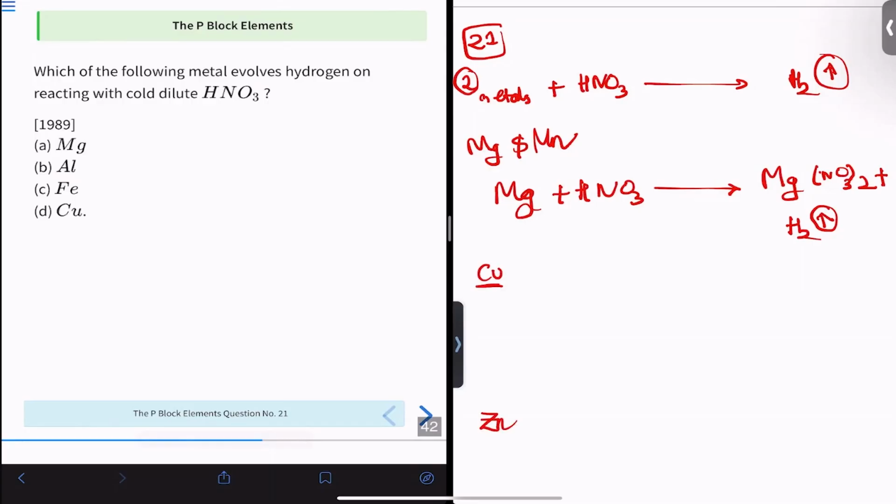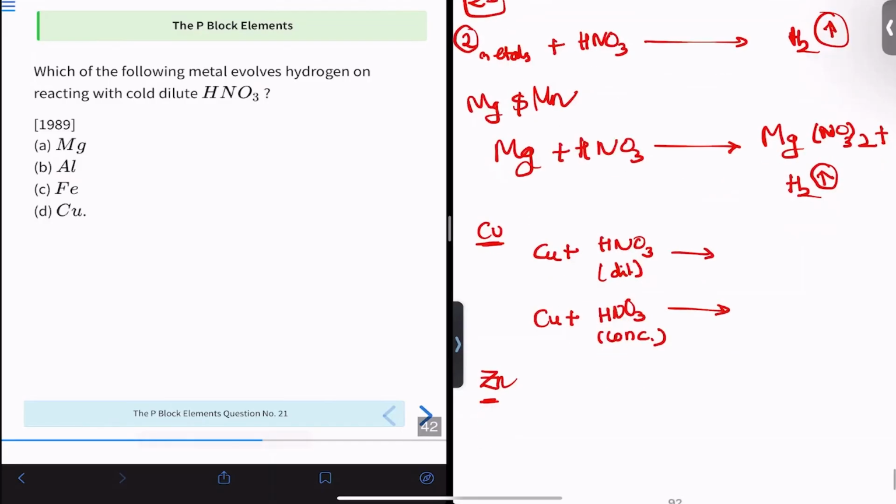When copper reacts with nitric acid, there are two reactions for copper, and two more reactions for zinc. What are they? When copper reacts with dilute nitric acid is one reaction. Another reaction is when copper reacts with concentrated nitric acid.